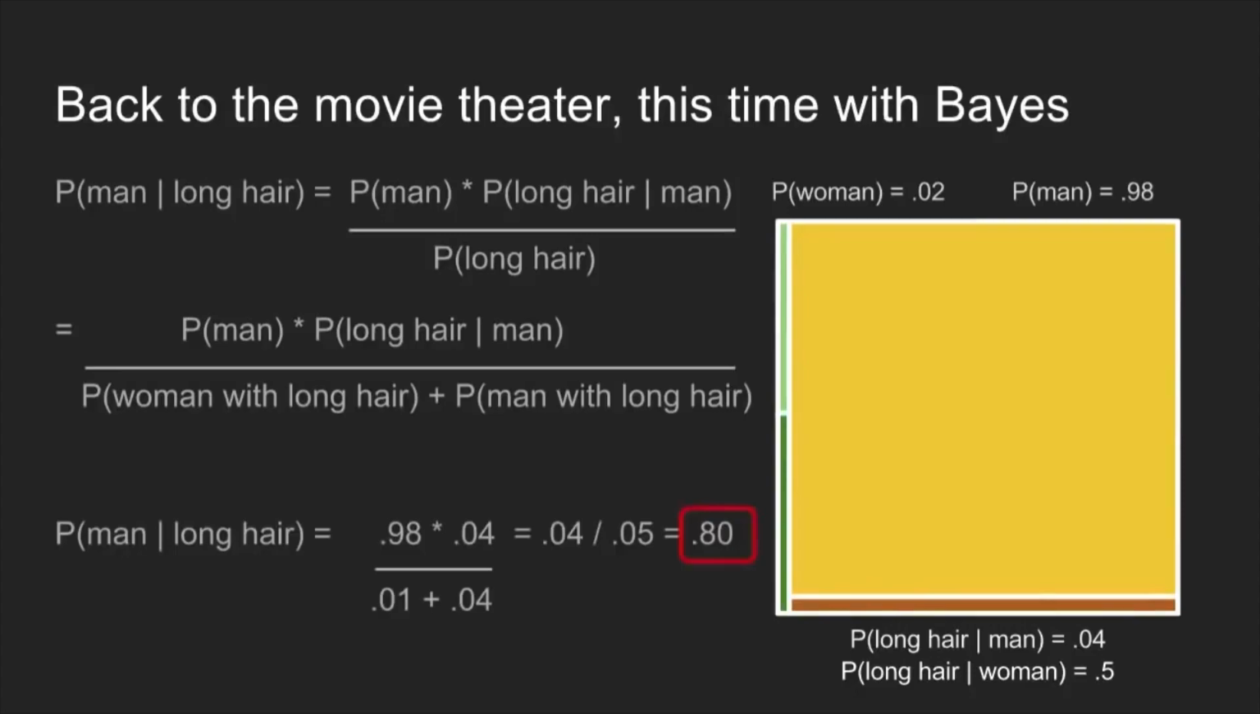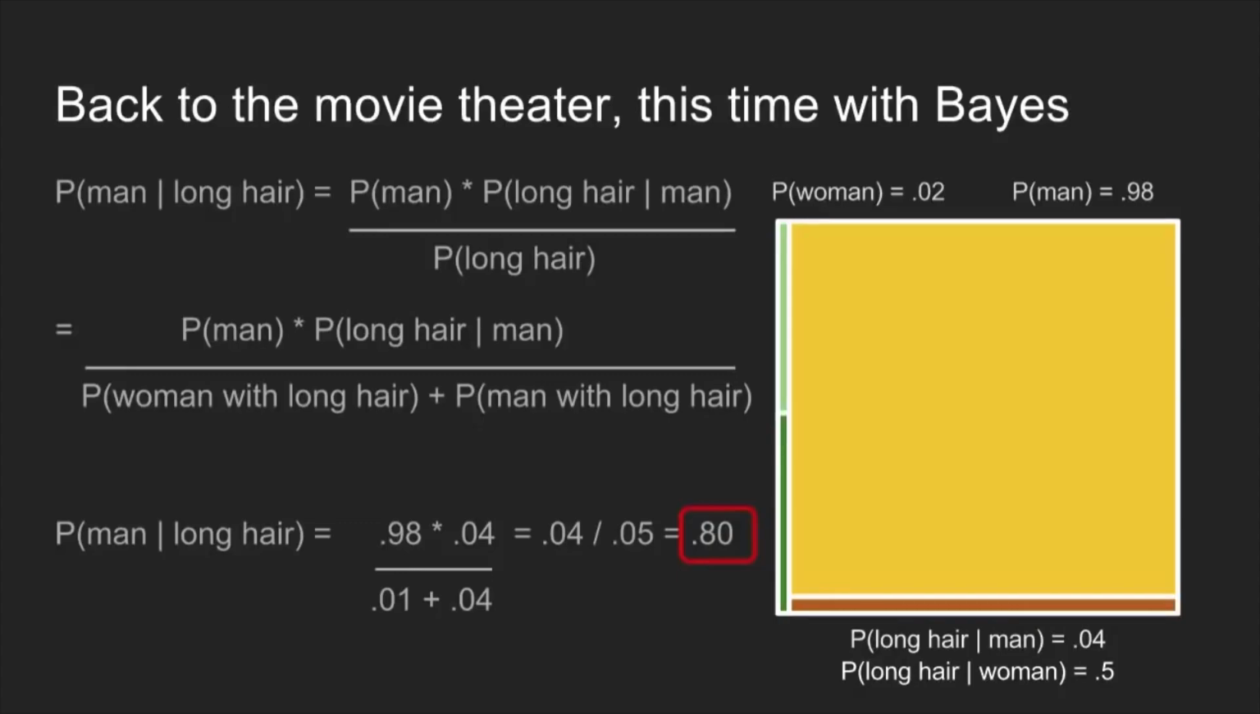Now, if they're in line for the men's restroom, because some of those probabilities change, that conditional probability changes. If someone's in line for the men's restroom and has long hair, there's an 80% chance that they are a man. And this is consistent with what we saw before. We know that there are 4 men and 1 woman for every 100 people in line for the men's restroom that have long hair. So 4 out of 5 long-haired people are men, 80%. It all adds up.